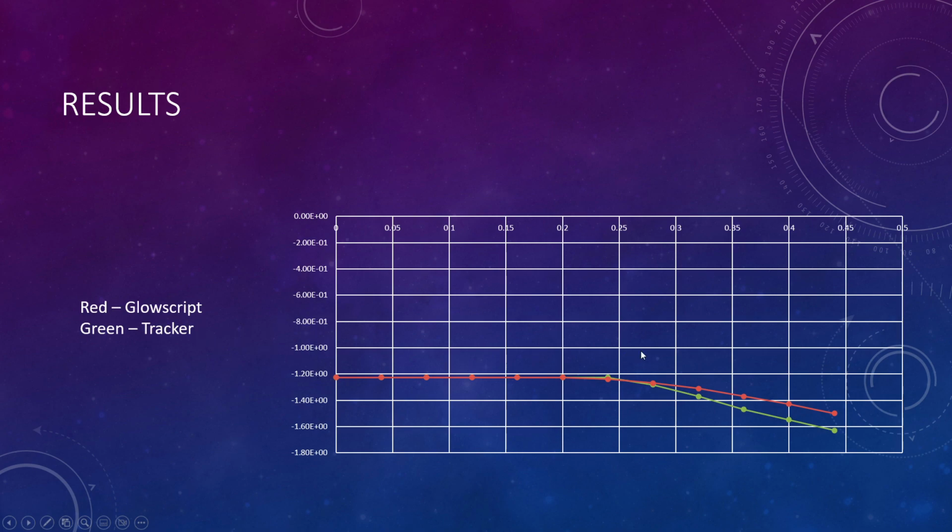You can see the motion graphed right here. In red we have GlowScript, and in green we have Tracker. They're pretty similar, but you can see the Tracker has a more extreme slope. Well, I say extreme, it's not that extreme, but it's more so than the GlowScript one. It may seem like quite a large difference, but the scale isn't as heavy either for the y axis. But there are slight differences, and we'll get into some sources of error as to why this could be.